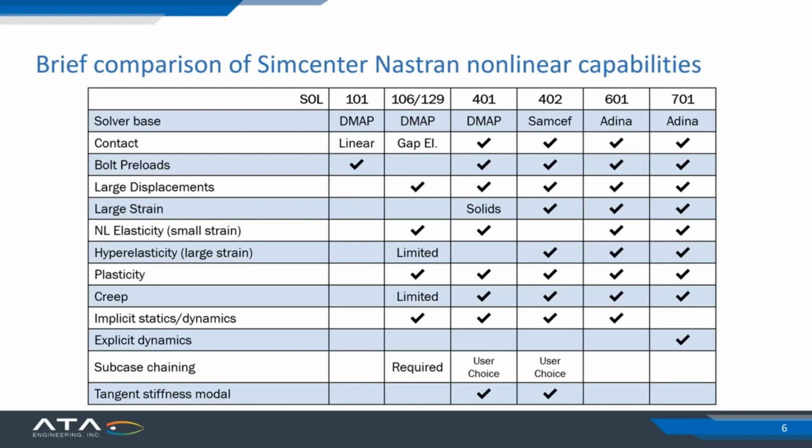Then we get into the next two, solutions 401 and 402, which are called the multi-step nonlinear solutions. You will note that the solver base for those is different. Solution 401 is written in the standard Nastran DMAP with a Fortran base solver language, whereas 402 is a wrapper for the Samcef solver language.